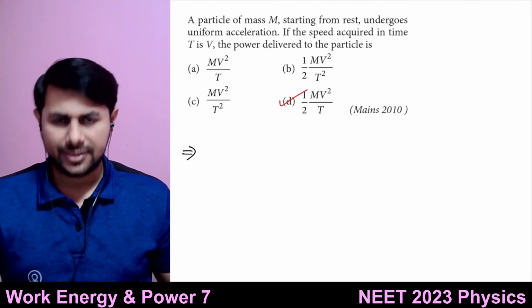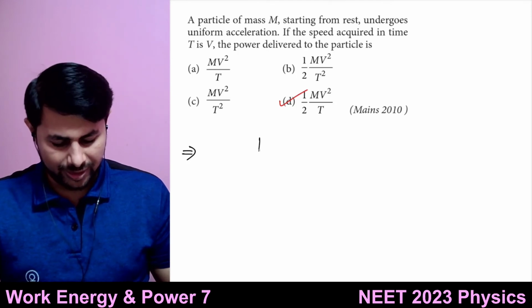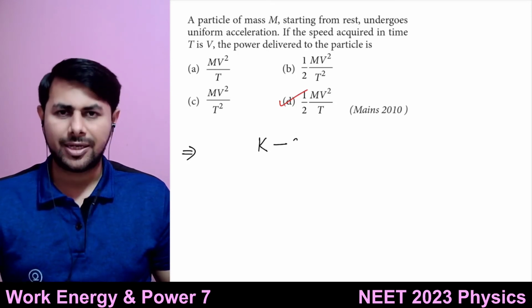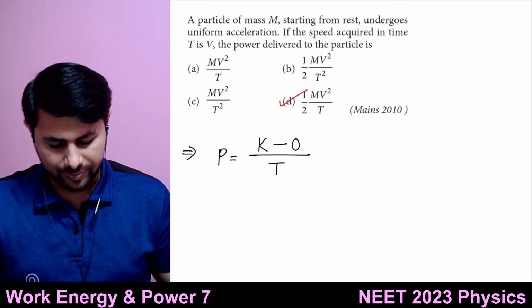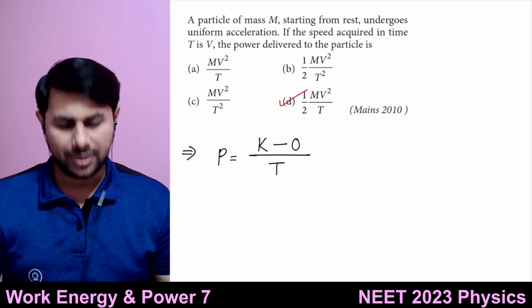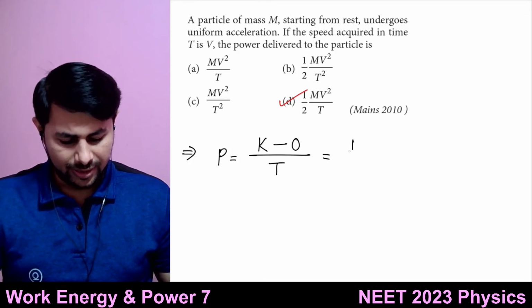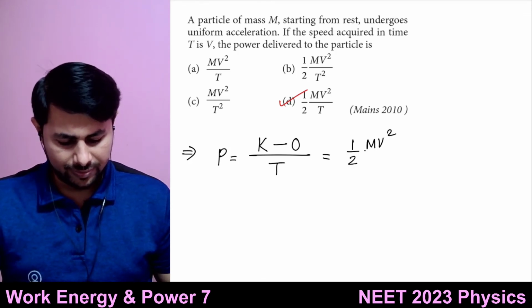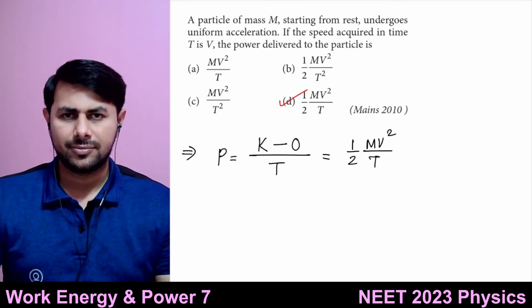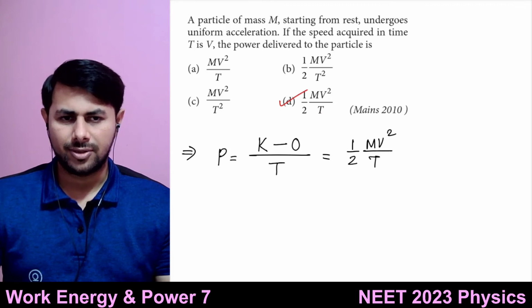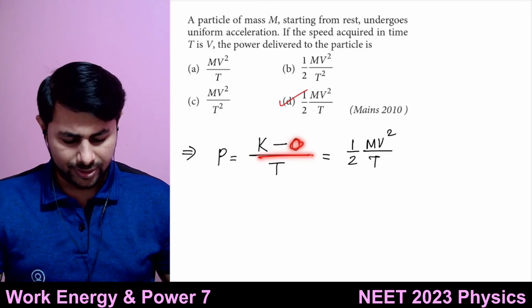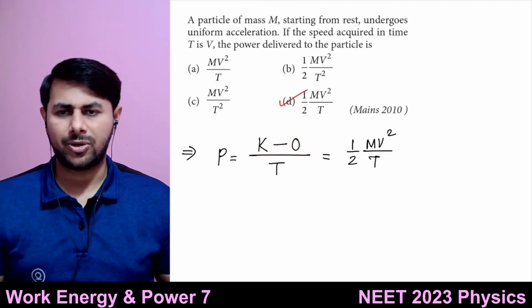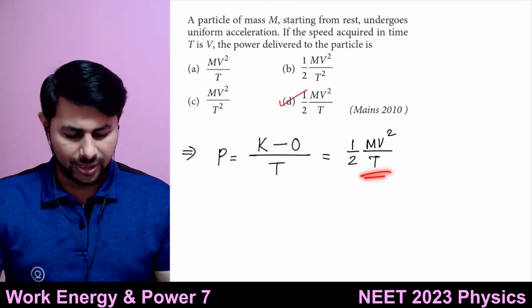Starts from rest. So how much is the change in kinetic energy? Final minus initial. Initial is 0, divided by time. So this is the power. Power is change in kinetic energy divided by time. So final is half of m into v square. So this is the answer. Final kinetic energy is half of mv square. Initial is 0. So final minus initial upon time is the power. So this is the answer. Straightforward.